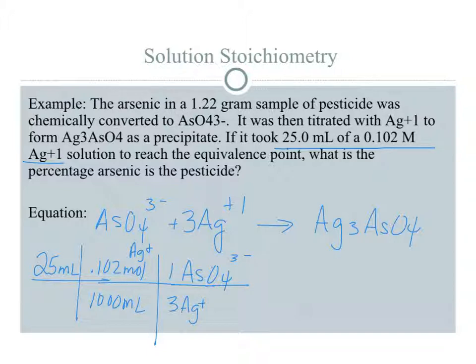Now, the other way that you could look at this is you could take your molarity and find moles. So I'm going to show the other way you can do this. 0.102 moles, right? And this is 0.025 milliliters.